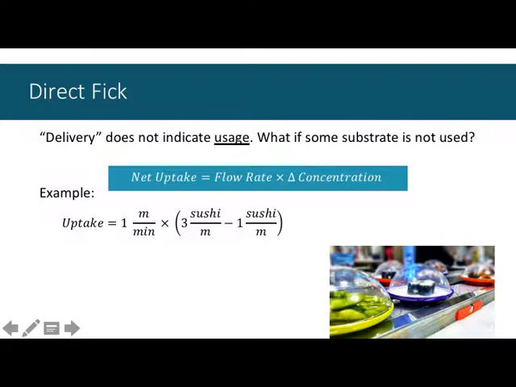So the net uptake: we have the same rate of delivery, or the same flow. The conveyor belt moves at the same speed. We see 3 sushi plates come in. We let 1 go. The net difference is obviously 2. Net uptake is 2 sushis per minute.